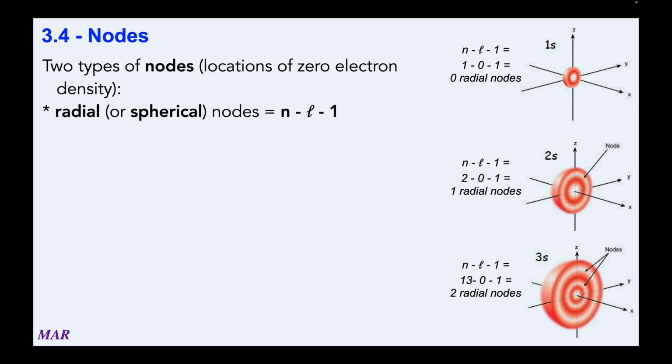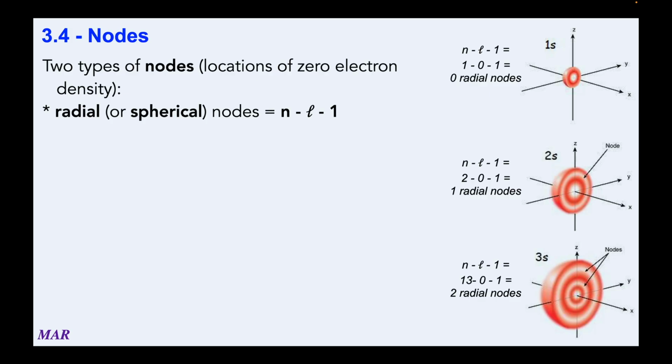Well, it's important to know that there are 2 types of nodes when it comes to orbitals. Why they're important is because electrons are kind of the glue that holds molecules together, and if there's no electrons there, there's no glue to hold anything together. So nodes are places where electrons aren't present and you can't make a bond there. There are 2 types of nodes. One is called spherical or radial nodes, and to figure it out, you just go n minus L minus 1.